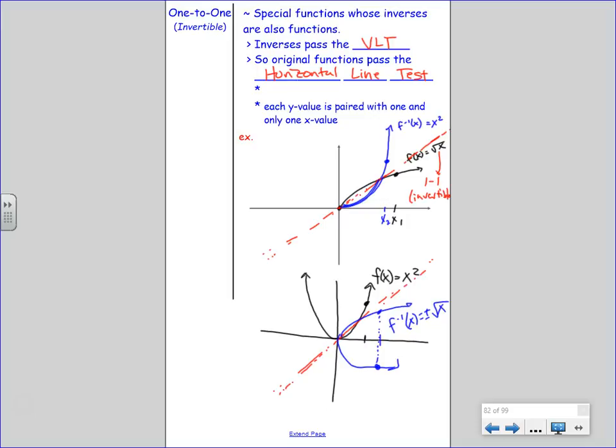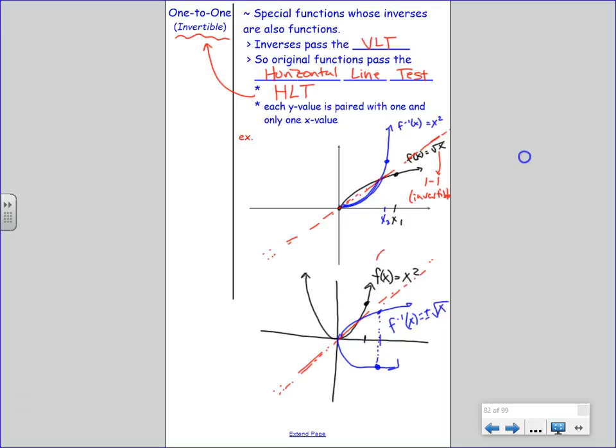The point is not to know whether or not something is a function to begin with, but to know whether its inverse will also be a function. So now we have an HLT as well. And what does it go along with? What does it prove? What does it show? Whether or not a function is invertible, whether or not its inverse will be a function as well.